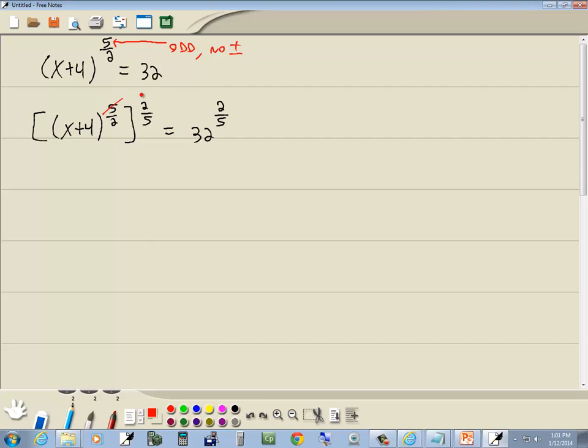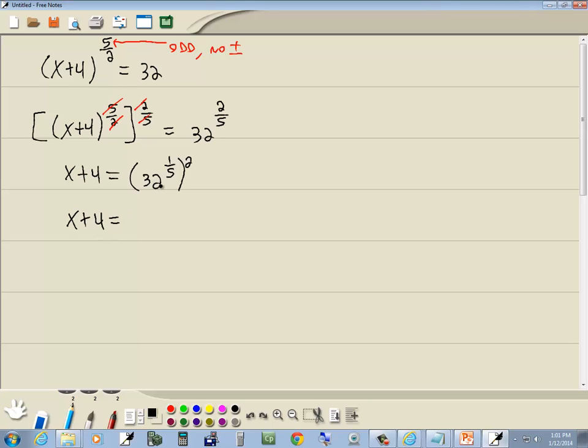Well, when you do that, these 5's cancel, these 2's cancel, and we're going to be left with x plus 4 here. Now, when you got a number to a fractional power, and your number up on top is not a 1, then you can rewrite this as 32 to the 1/5 power, all raised to the second power. So whatever number's up on top, you can take that and put it on the outside of the set of parentheses.